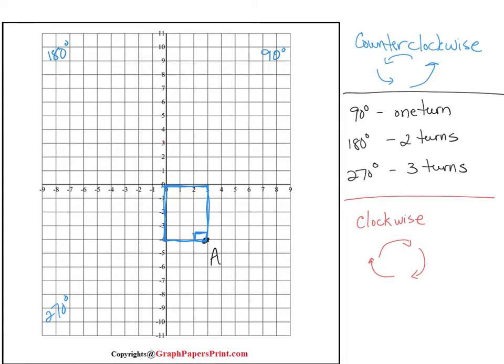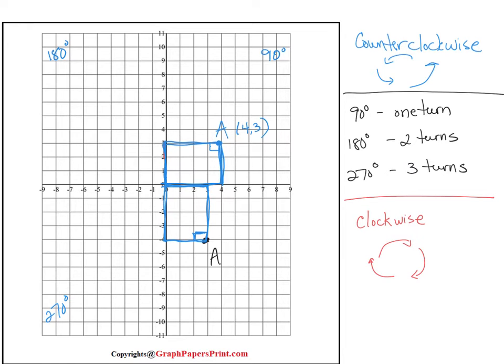So my 3x4, my width now becomes vertical as opposed to horizontal. And when I turn 90 degrees, I get a coordinate of 4, 3. Okay, because remember, every angle in a rectangle is 90 degrees.